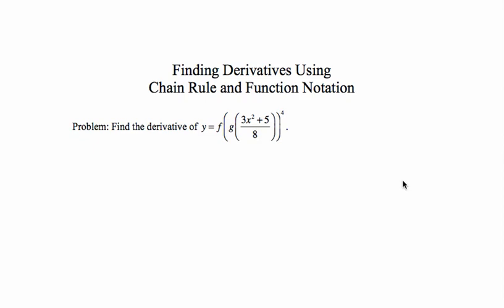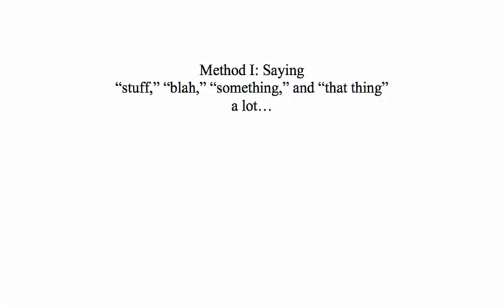Okay, I'm going to try to show you how to use the chain rule to find derivatives the way that I do it, and then another way that's also equally useful. So here's my function. It's y equals a giant quantity to the fourth, and then f of g of (3x squared plus 5) over 8. So it's a pretty complicated function. Let's see what we can do.